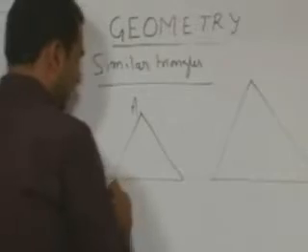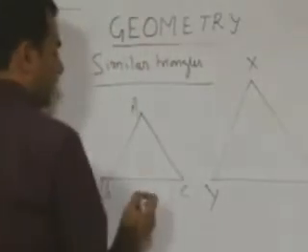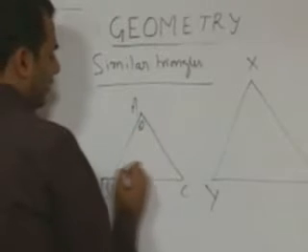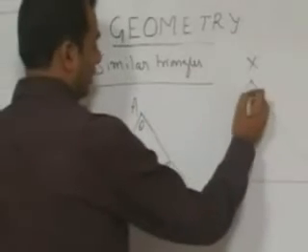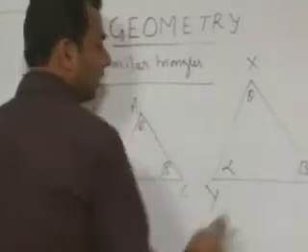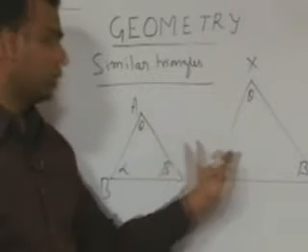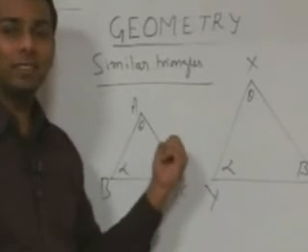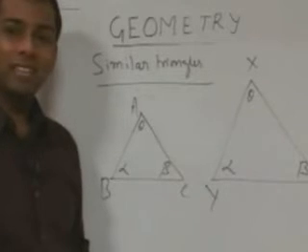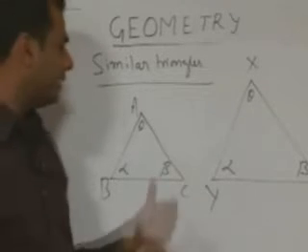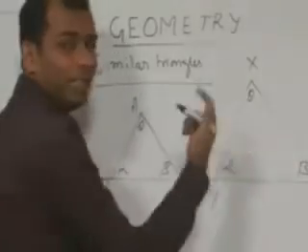Let's say this is triangle ABC, this is triangle XYZ, and let's say this is theta, this is alpha, and this is beta, and this is theta, this is alpha and beta. Now two triangles are said to be similar if their corresponding angles are equal, or the ratio of the corresponding sides are always equal. So this is only possible if the corresponding angles are equal or the ratio of sides are equal.